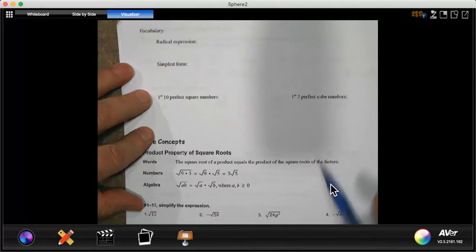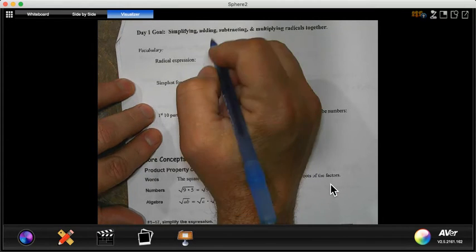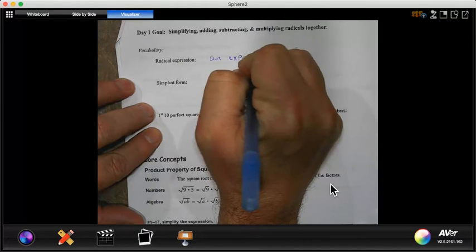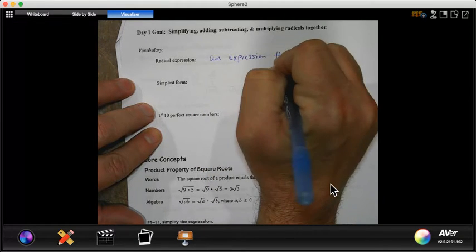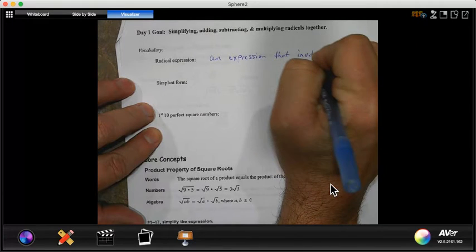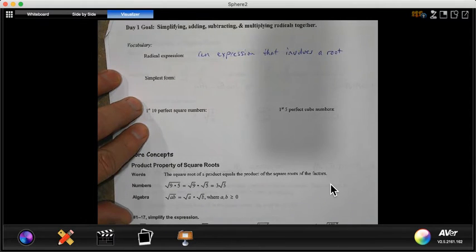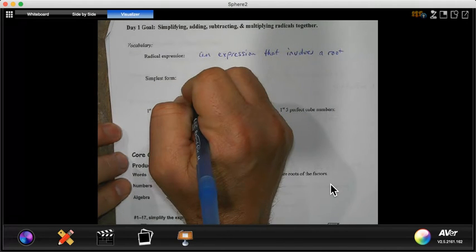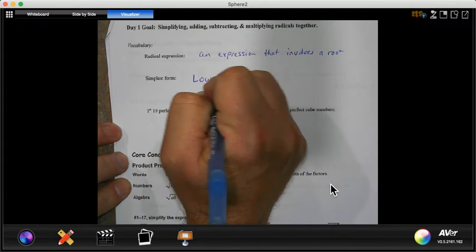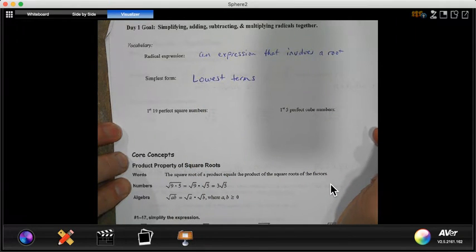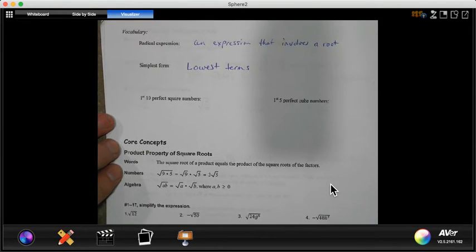So what's a radical expression? It's just an expression that involves a root. Simplest form. So simplest form is lowest terms. And you kind of have to see it before you understand what lowest terms means.